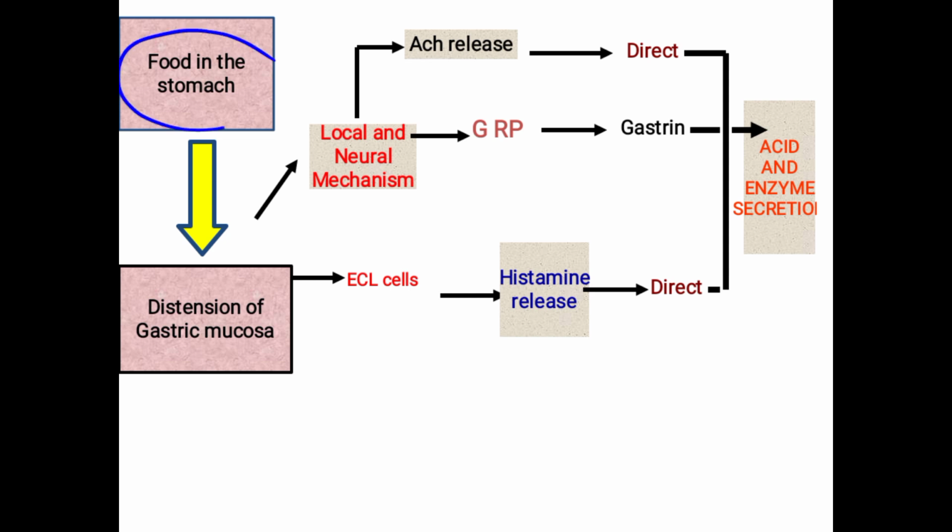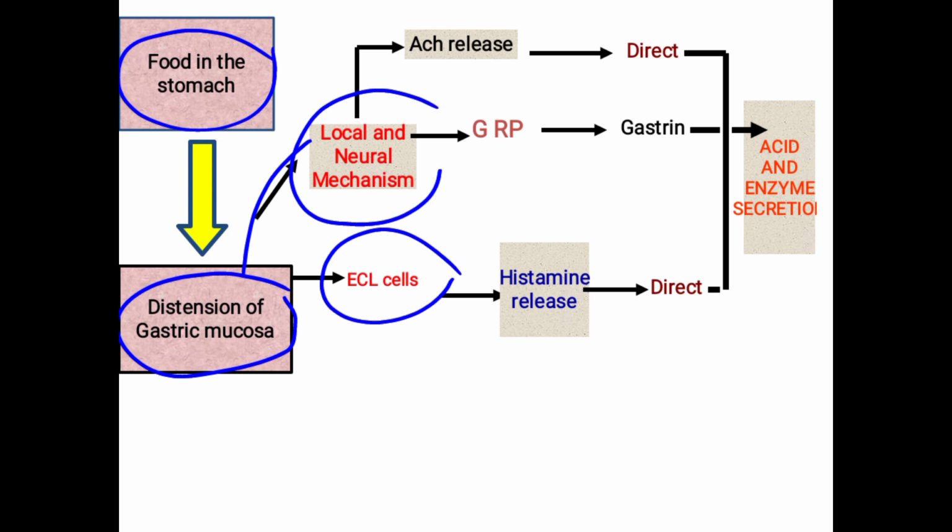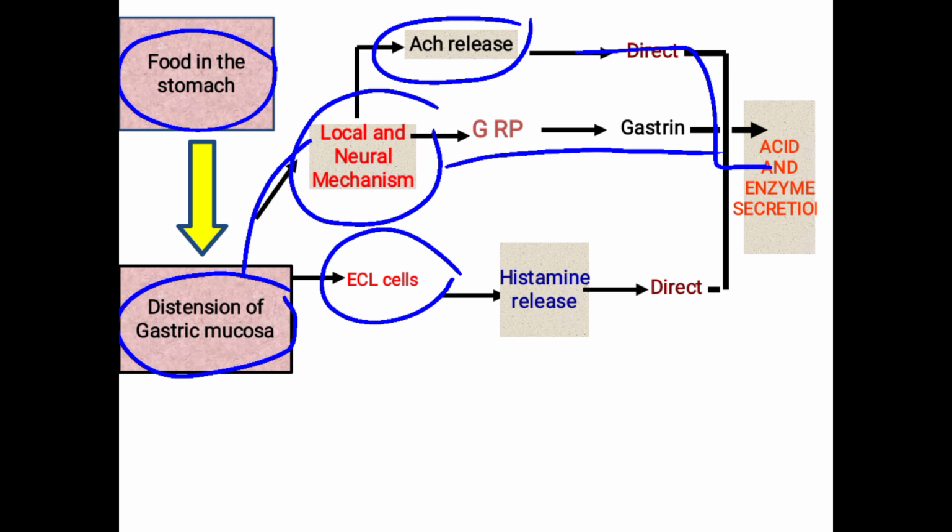Whenever the food enters the stomach, that will cause distension. Distension, you know, right? You can look up in Google what the meaning of distension is. So distension of the gastric mucosa stimulates the ECL cells, and also stimulates the local neural mechanism, which releases acetylcholine directly. It stimulates acid secretion through GRP, the gastrin hormone is released, or by releasing histamine directly it stimulates the acid secretion. So this is the mechanism.